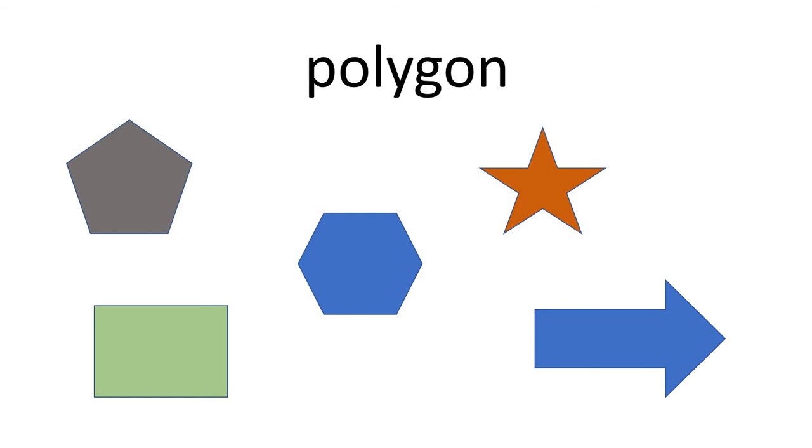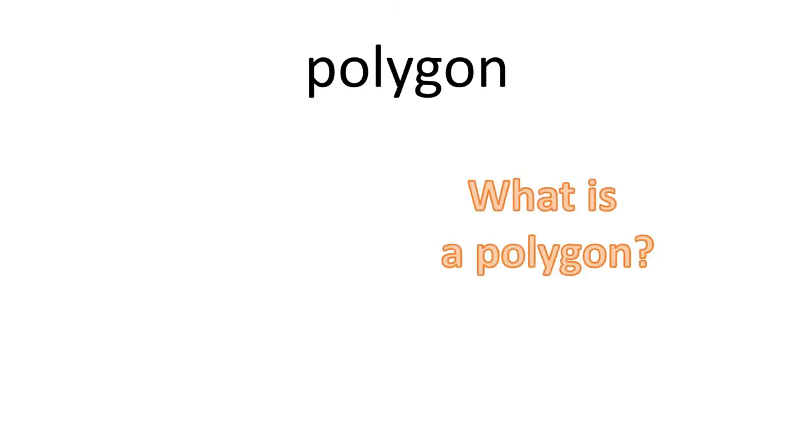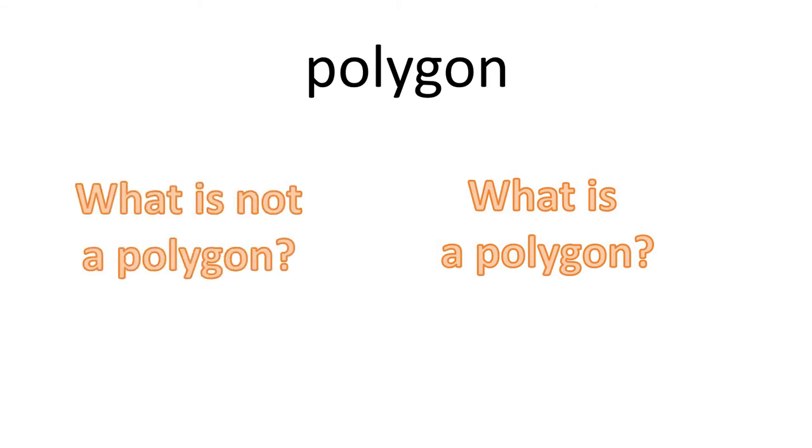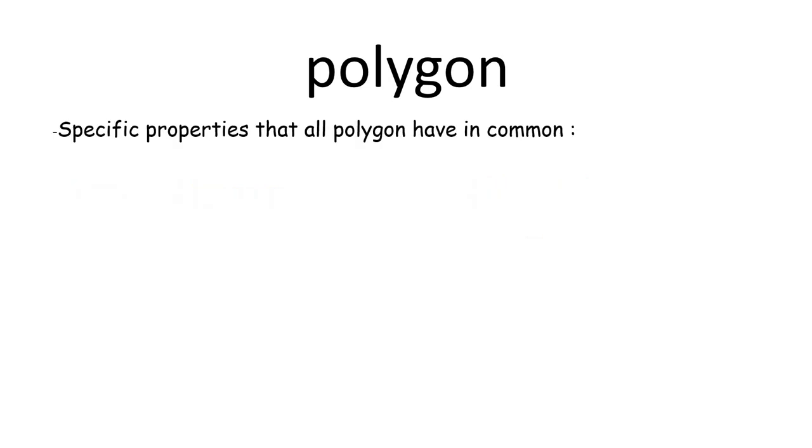That's because polygon just means a multi-sided shape, and these shapes all have multiple sides. Okay, so that's a basic definition for polygon. But to really understand what is a polygon and what is not, how can you tell if it's a polygon or not? We need to learn about some specific properties that all polygons have in common.